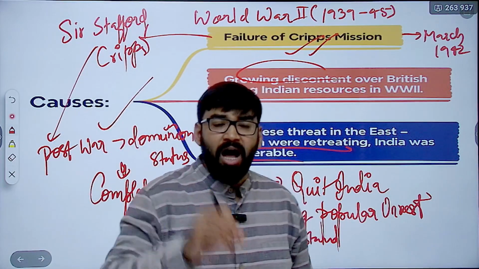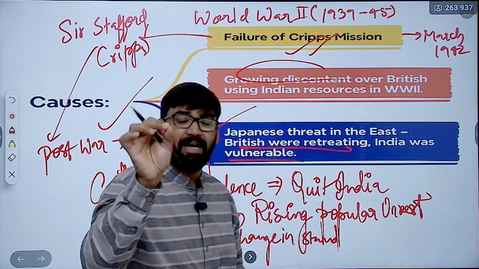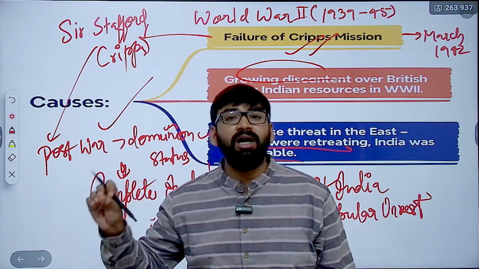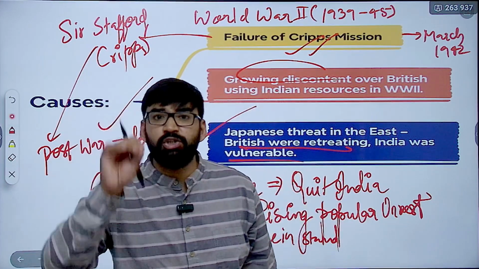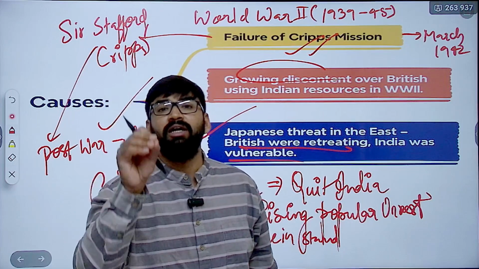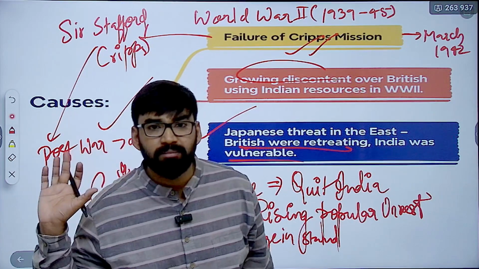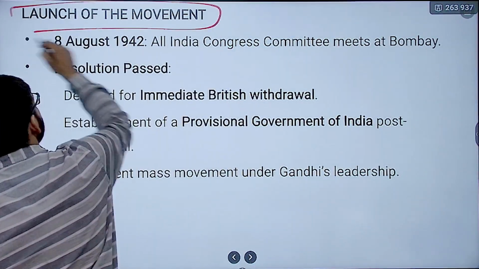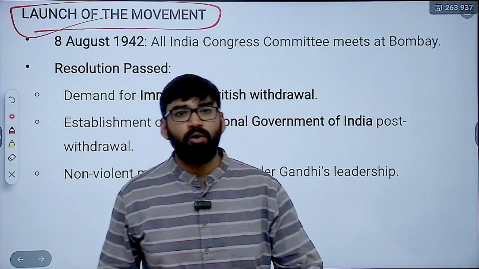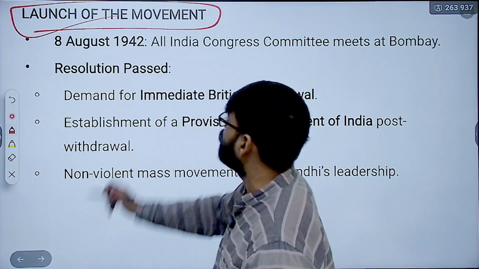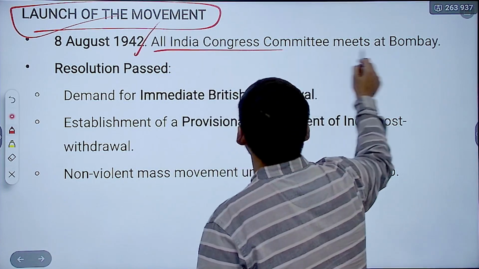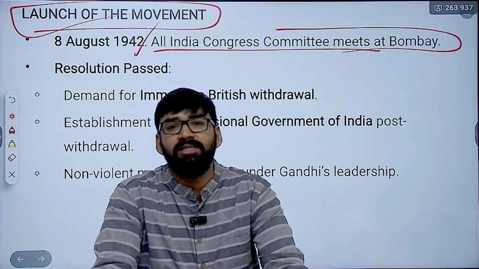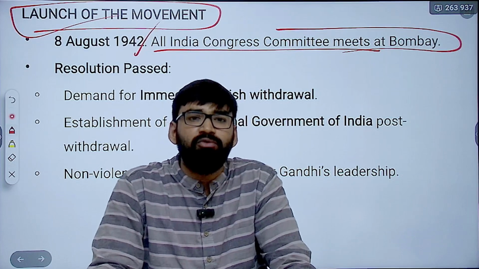है ना? I would like to quote here one statement of Mahatma Gandhi to British: leave India to God. If this is too much, then leave India to anarchy. And with this, Quit India movement was launched. इसी के साथ लॉन्च होता है Quit India movement on 8th of August 1942. All India Congress Committee meets at Bombay and they pass the resolution of Quit India movement.